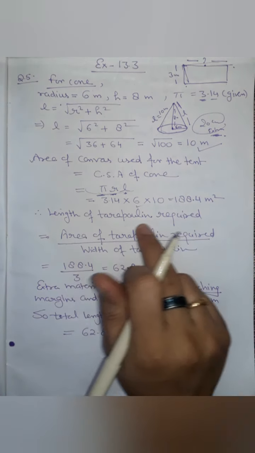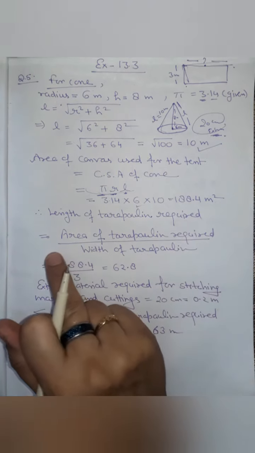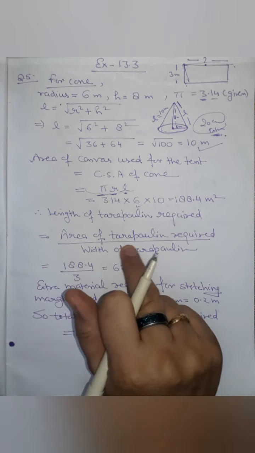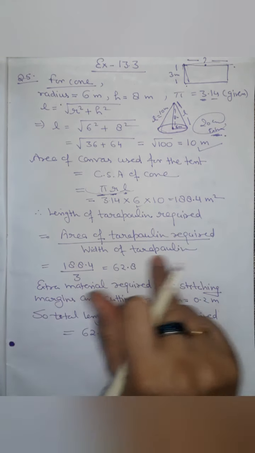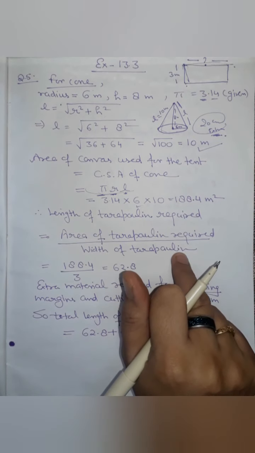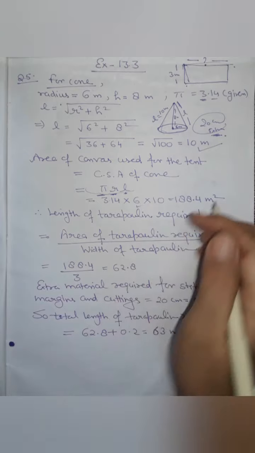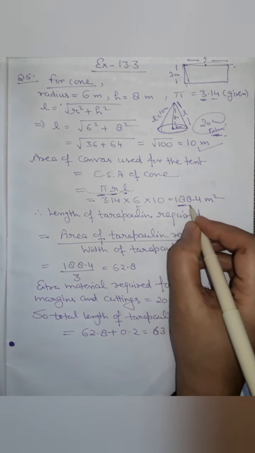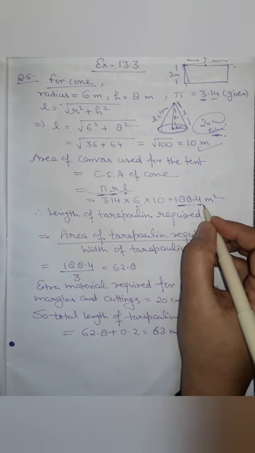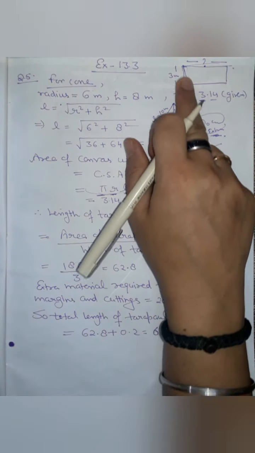Now length of tarpaulin cloth required will be equal to area of tarpaulin required upon width of tarpaulin. Now area of tarpaulin required, that we have calculated, is 188.4 meter square. How much area of this tarpaulin is required?